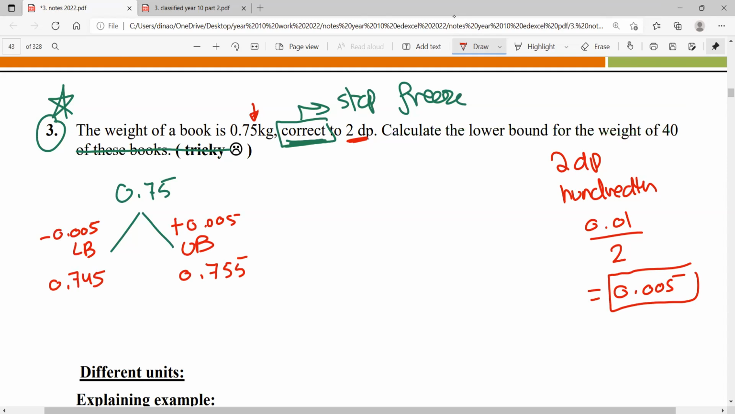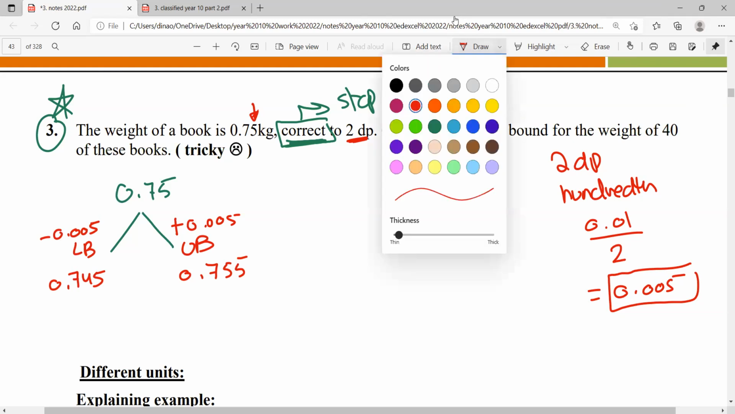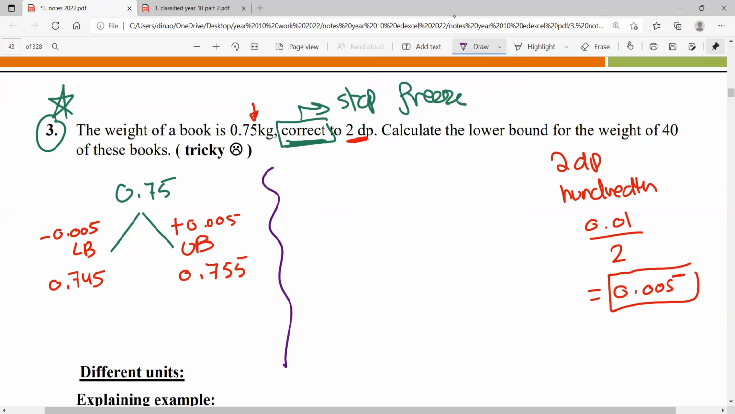تمام؟ تعالوا بقى نكمل قراية السؤال. Calculate the lower bound for the weight of 40 books. بصوا بقى الكتاب ده تقريبا وزنه 0.75. اللور باوند معناها ايه؟ معناها ده اقل وزن ممكن يكون للكتاب. الابر باوند معناها ايه؟ معناها ده اكتر وزن ممكن يكون للكتاب، طبعا يعني بغض النظر عن الحته بتاعت الفرق ما بين كامبريدج وإدكسل. هو قال لي بقى ايه؟ calculate the lower bound of the weight of 40 books.